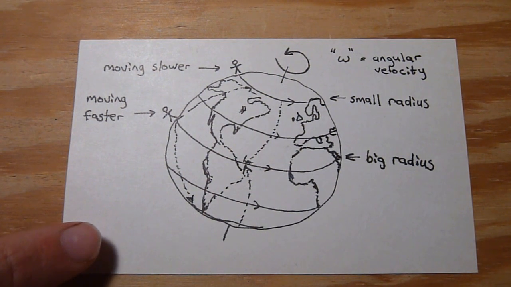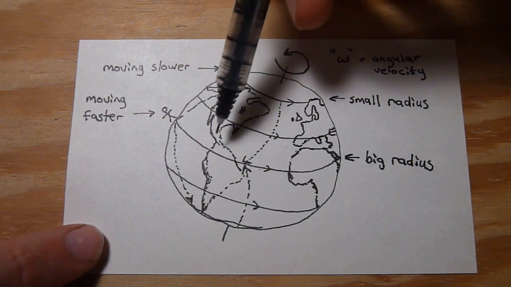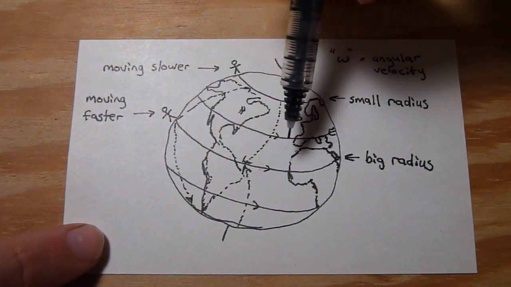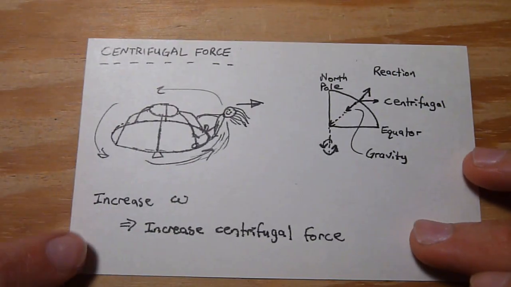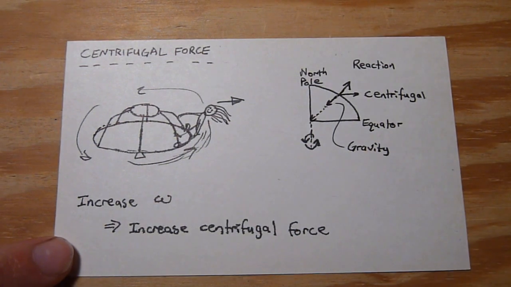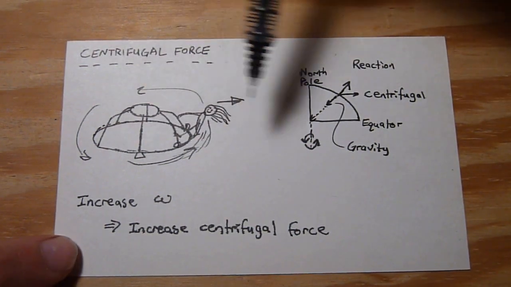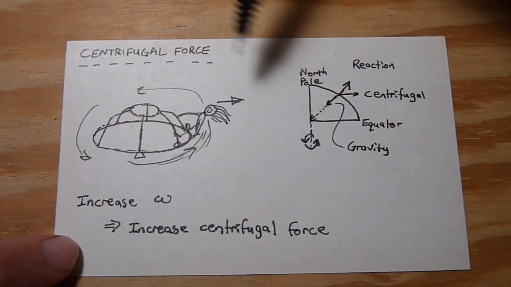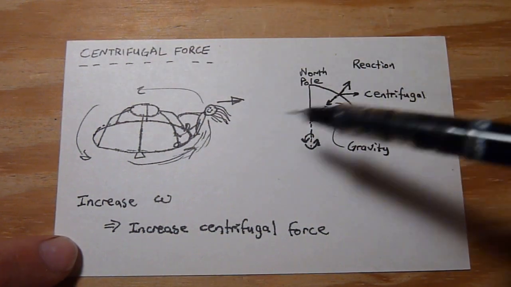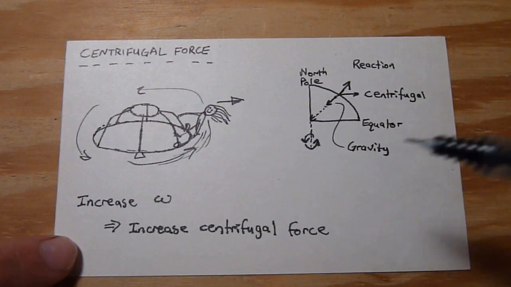Now, what about objects thrown east and west along lines of constant latitude? Well, this requires that we understand centrifugal force. So if you have ridden around on a merry-go-round, you have experienced this force. As the merry-go-round spins faster and faster, you feel more inclined to fly off the merry-go-round.